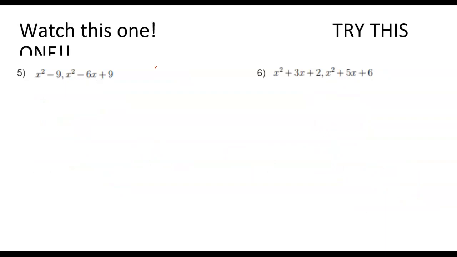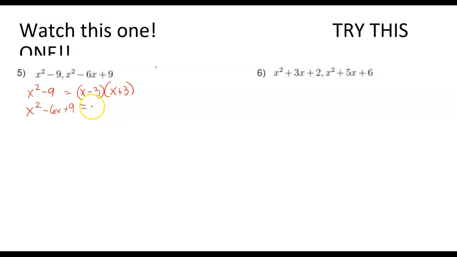So I'm going to try number 5, and then I'm going to give you guys a chance to do number 6. So number 5 says find the least common multiple of x squared minus 9, x squared minus 6x plus 9. So again, I'm going to break these down into their prime factors. Factors should be the hint here. I'm going to factor these, right? x squared minus 9 is a difference of perfect squares, so that's going to factor into x minus 3 and x plus 3.